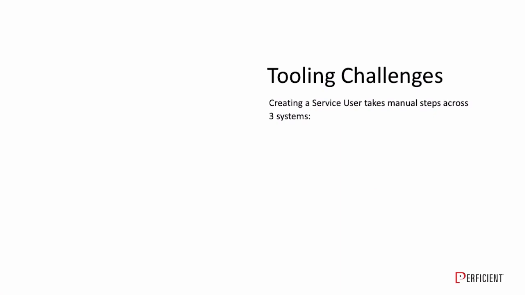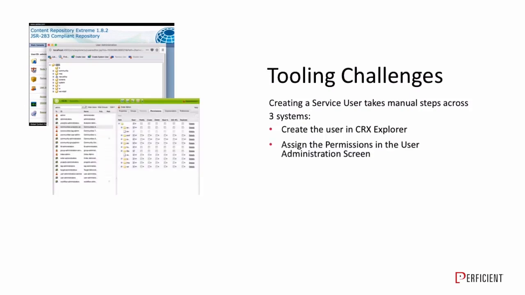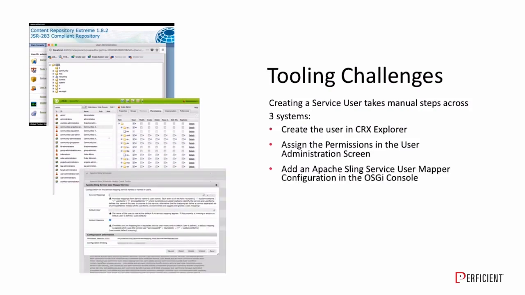The reason is creating a service user required 3 different manual steps from 3 different tools. First, you had to use CRX Explorer to create the user. Next, switch to the user administration screen to assign permissions. And finally, add the Apache Sling Service User Mapper configuration in the OSGi console. Assuming you did all this correctly, you can use the service user. And if you wanted to move the user between environments, you had to get the user into source control, which was even more cumbersome than all these other steps.